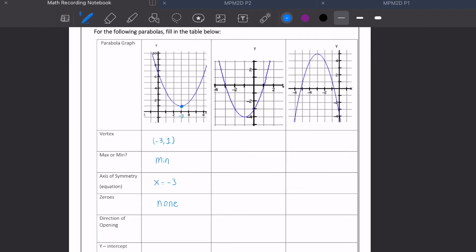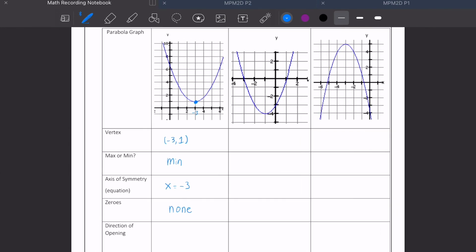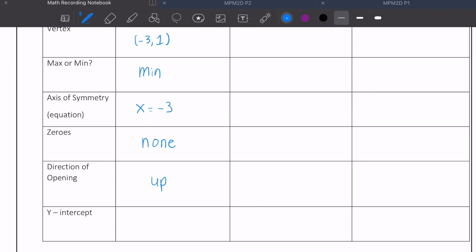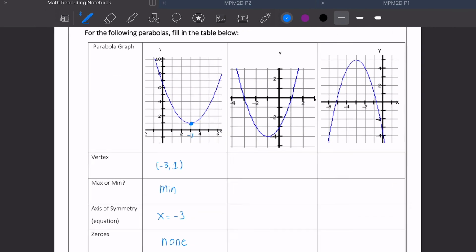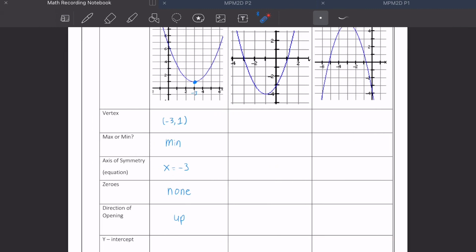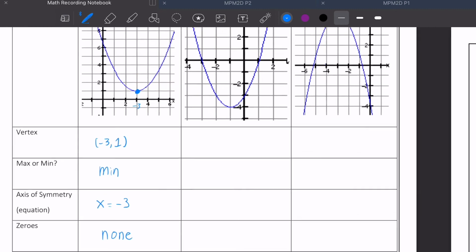Okay, direction of opening. Is it opening up or is it opening down? Since we have a minimum and we can see that it's opening up, we can say it is opening up, going positive. Y-intercept. Let's look at where this is passing through the y-axis. So, not perfect. We need to look approximately at where it's crossing this y-axis. It looks to be around 7. So we can say that our y-intercept is (0, 7).